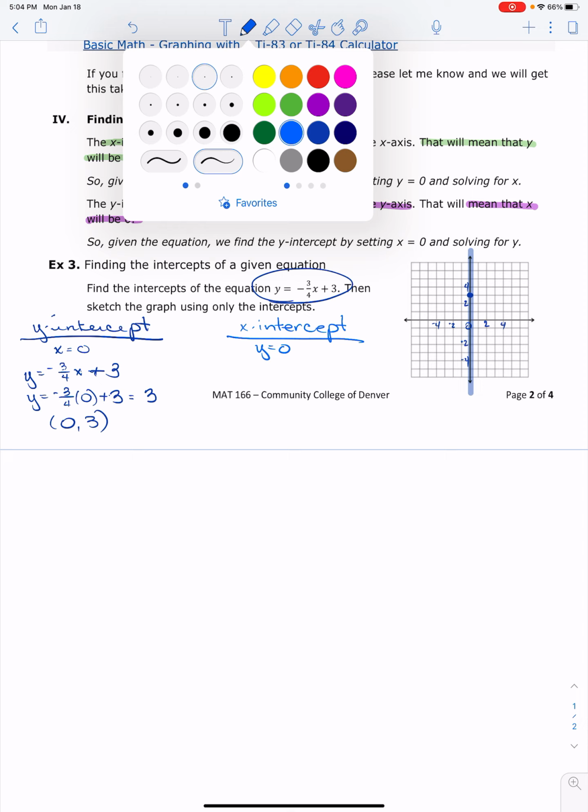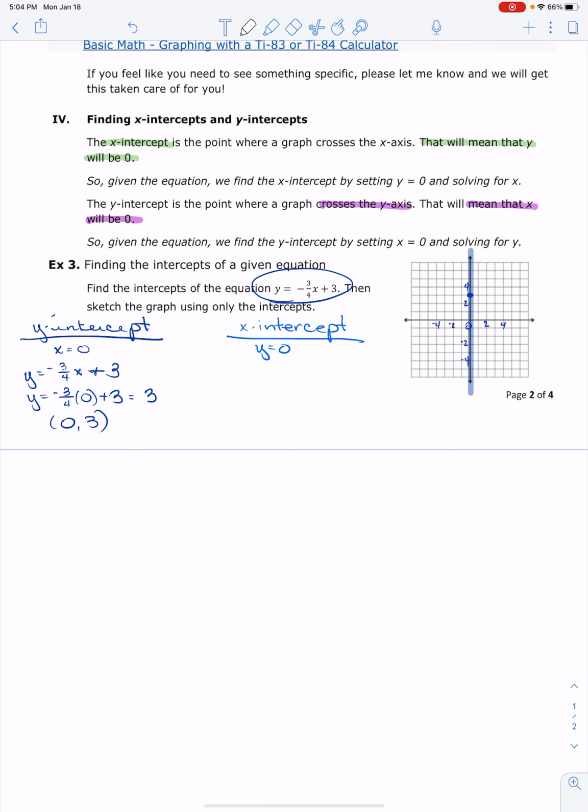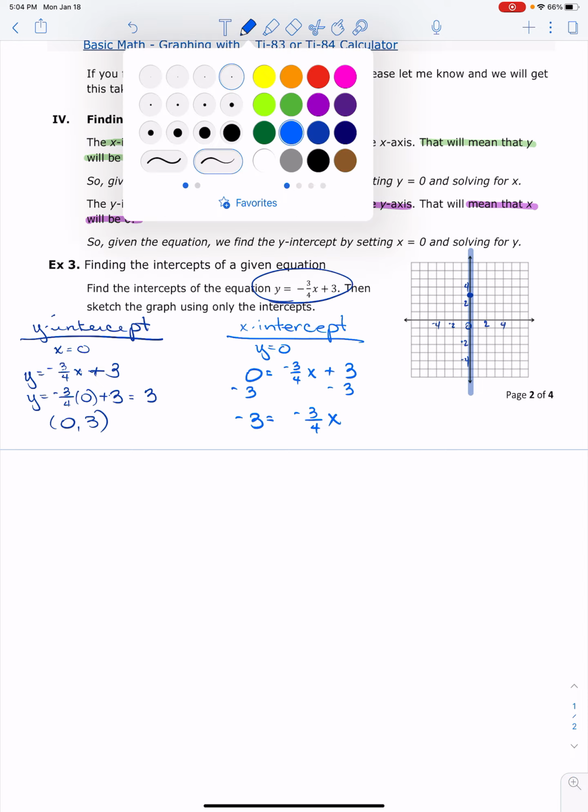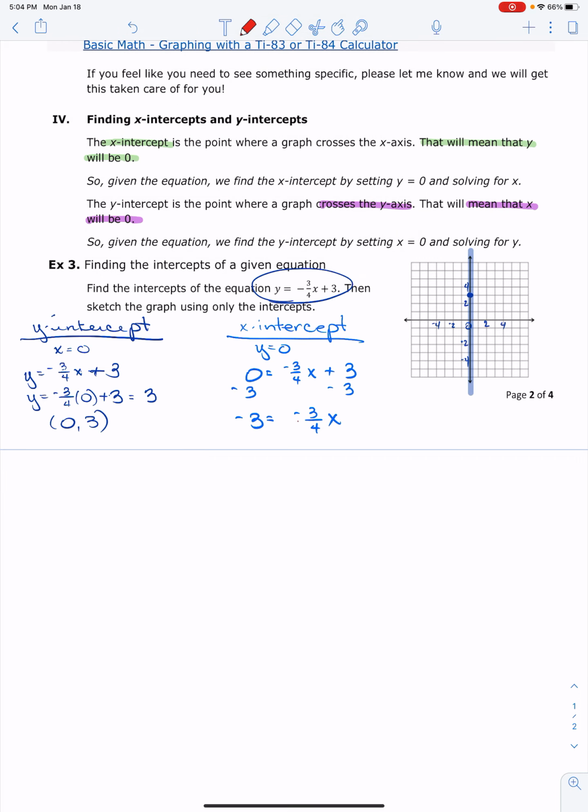So let's cheat for a minute here. So now my 0 goes in for my y. I get 0 equals -3/4 x plus 3. Subtract 3 from both sides. -3 equals -3/4 times x. I need to get rid of that -3/4 in front of the x. We know those are being multiplied, so our instinct is to say, well, we're just going to divide, which would be fine. But let's see if we can make it a little easier.